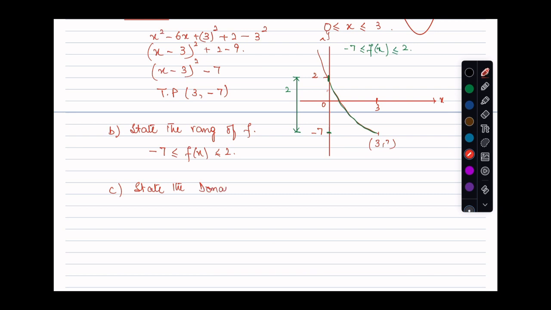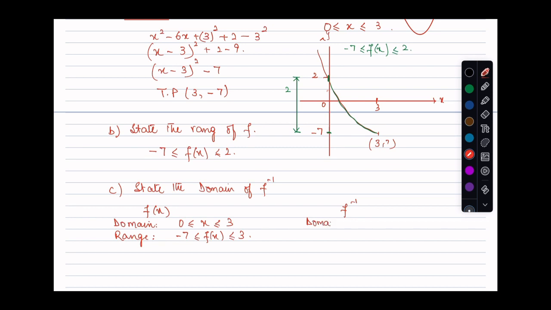state the domain of f inverse. Now to state the domain of f inverse, we know that for the inverse function, the range and the domain just get interchanged. They just get flipped, or swapped. So if I have the domain of the function, I have the range of the function as well. For the function, the domain was 0 ≤ x ≤ 3, and the range of the function was -7 ≤ f(x) ≤ 2.